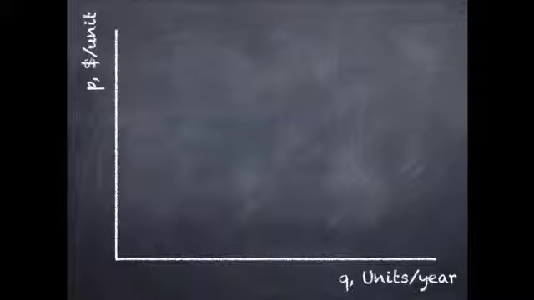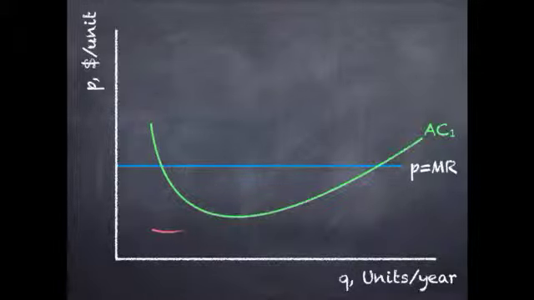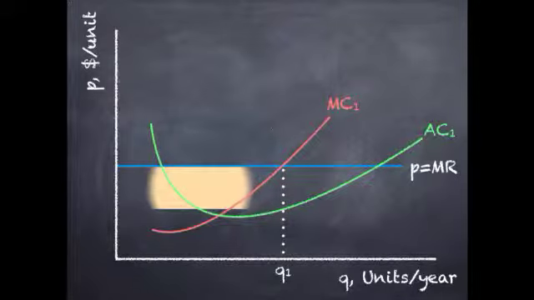Remember, this is a competitive marketplace. So we're going to have a horizontal demand curve, and price and marginal revenue are going to be equal to one another. And we're going to have our U-shaped average cost curve and our J-shaped marginal cost curve. All right. So before the tax is imposed, what is going to be the profit maximizing output level? It's going to be where MC1 is equal to marginal revenue. So where MC1 intersects marginal revenue, if we go straight down, that will give us Q1.